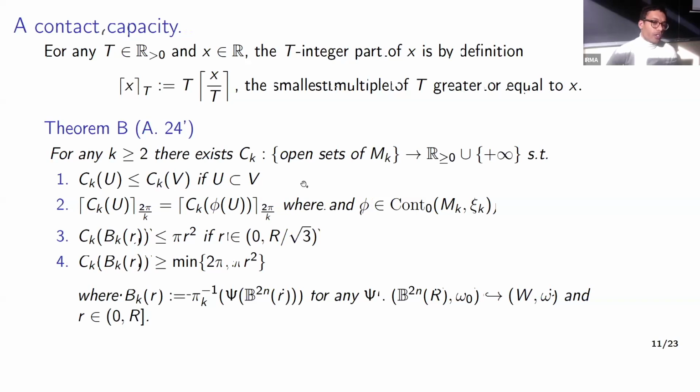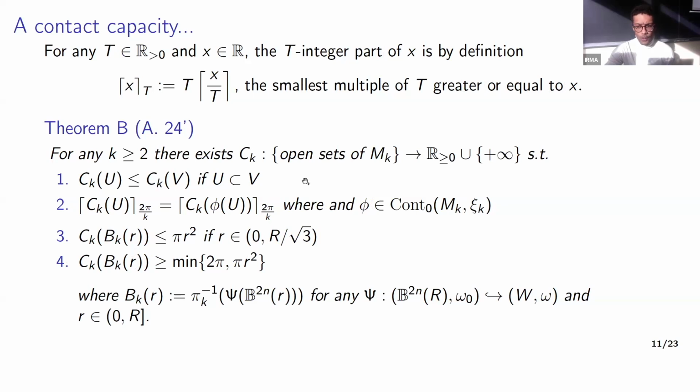Once we have theorem B, theorem A is an easy consequence of theorem B. So I'll say in two lines how we deduce theorem A from theorem B. Suppose that you can send a big ball inside a small ball by a contactomorphism isotopic to the identity. Then using the first property, the monotonicity property, the capacity of the image of this big ball will be less than the capacity of the small ball. But using the second property, the 2π over k integer part of the capacity of the image of the big ball has to be equal to the 2π over k integer part of the capacity of this big ball. And then you use the estimates 3 and 4 to deduce the contradiction. So this is how it goes.